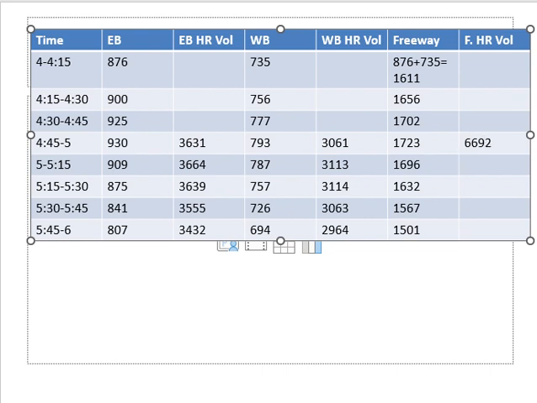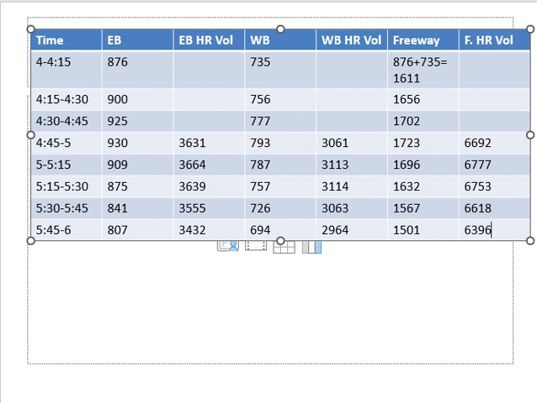Next, 6777. 6753. 6618. Last, 6396. Any questions? So we needed hourly values.